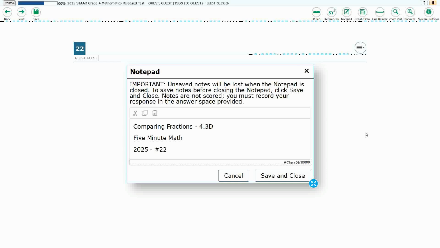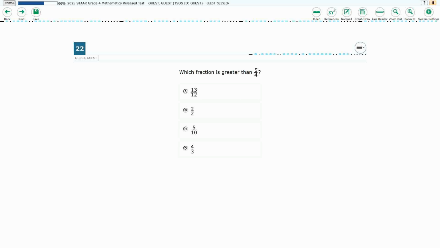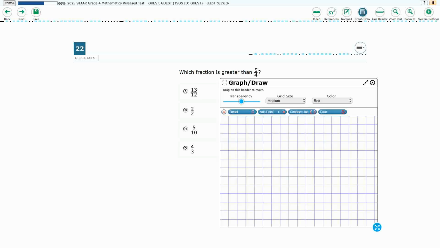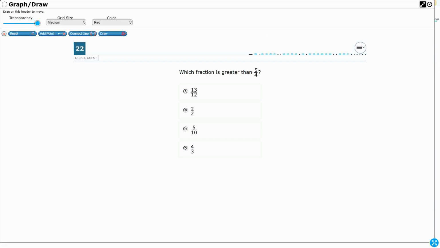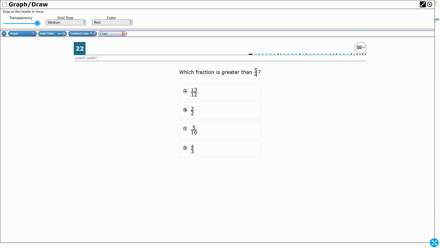Today we are looking at the fourth grade concept of comparing fractions. This is standard 4.3D in the great state of Texas, and we are using item number 22 of the 2025 released STAAR test. If you haven't done so already, please go ahead and take a moment to pause the video, work this problem out on your own, unpause it, and we will look at our answers together.